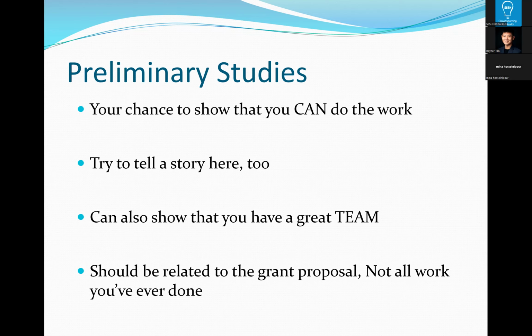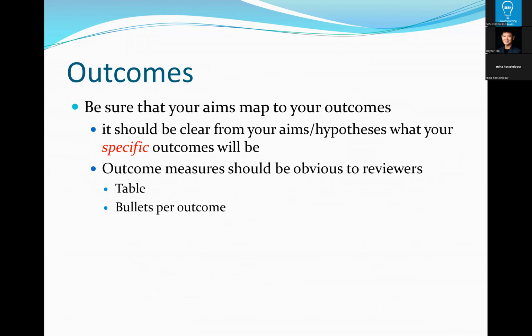For outcomes, you need to be sure that your aims map to the outcomes, and it should be clear from your aims and hypotheses what those specific outcomes are. Often you use techniques like tables or bullets to clearly define this is the outcome. It makes it obvious to the reviewers so that you're having an obvious definition of what your outcome is.